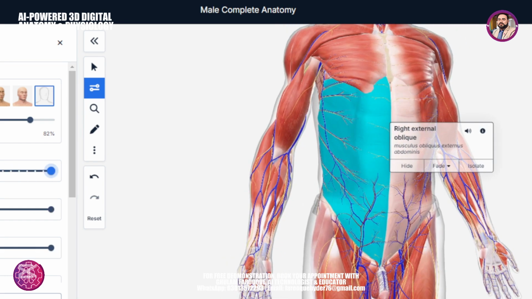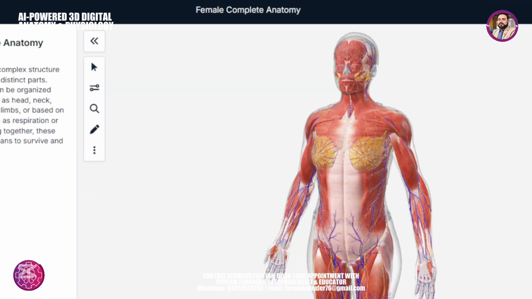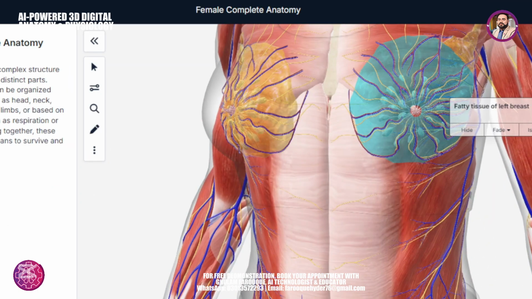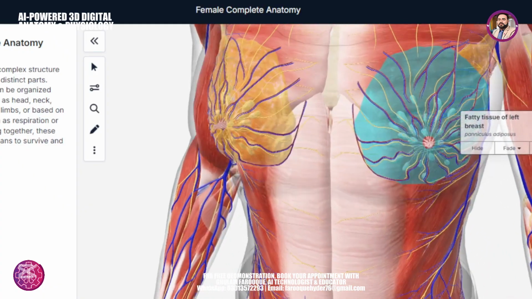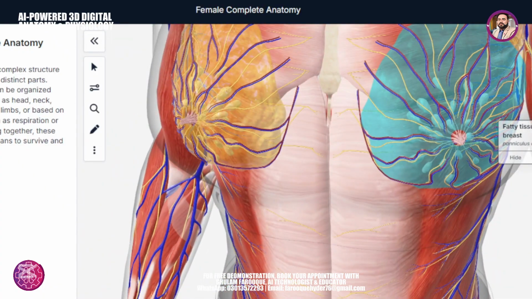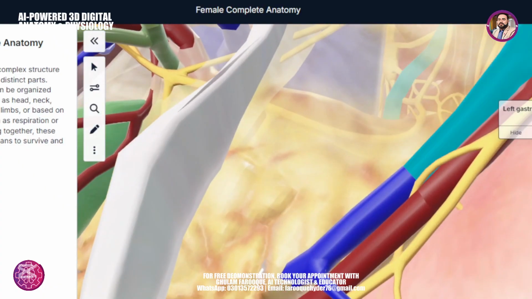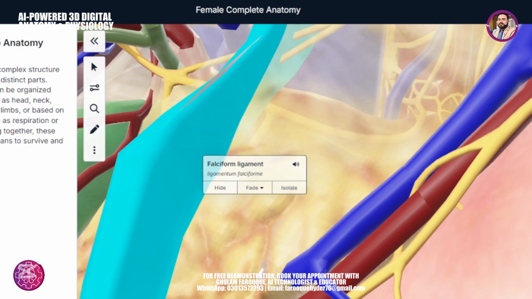Dynamic physiological animations and real-time simulations. Watch animations that bring physiology to life. Observe blood flow through arteries and veins. See nerve impulses traveling across axons. Visualize muscle contractions during movement. Track oxygen exchange in alveoli.